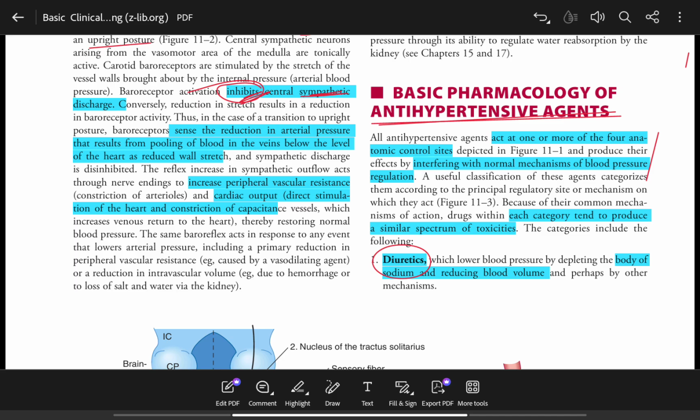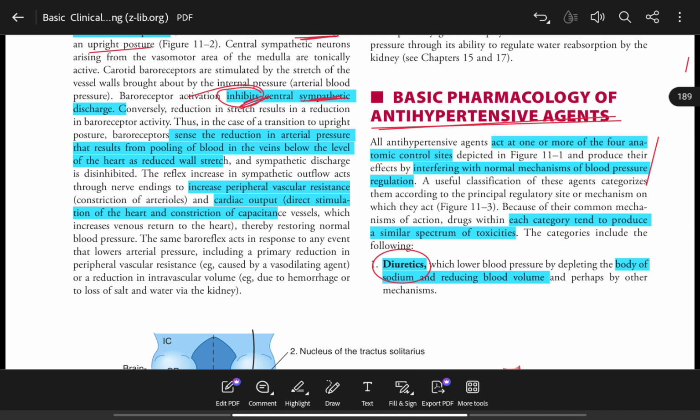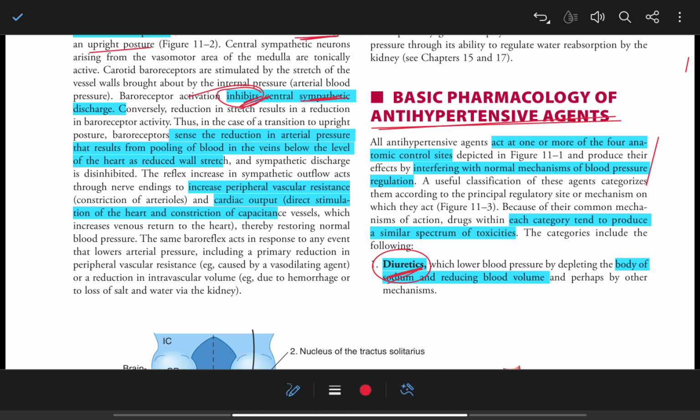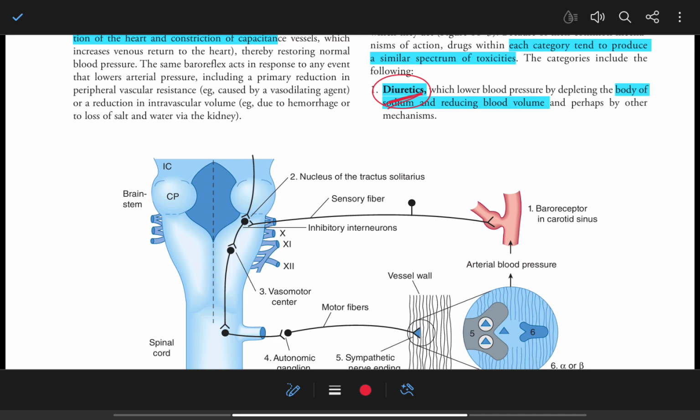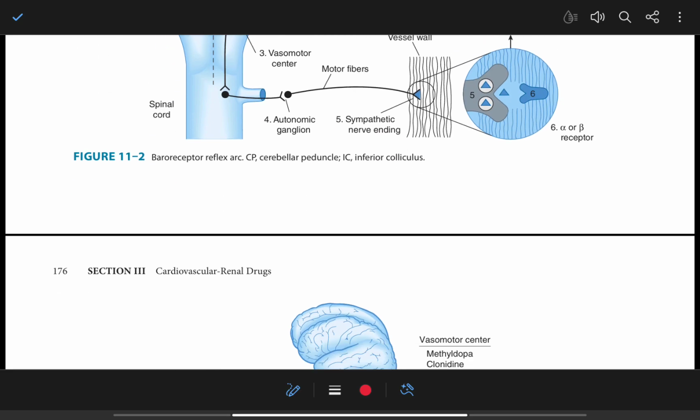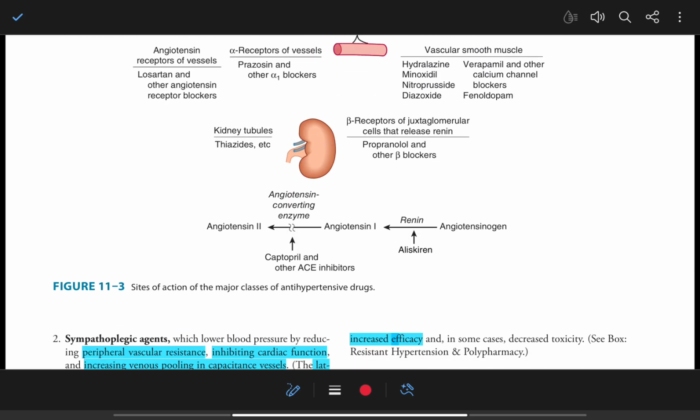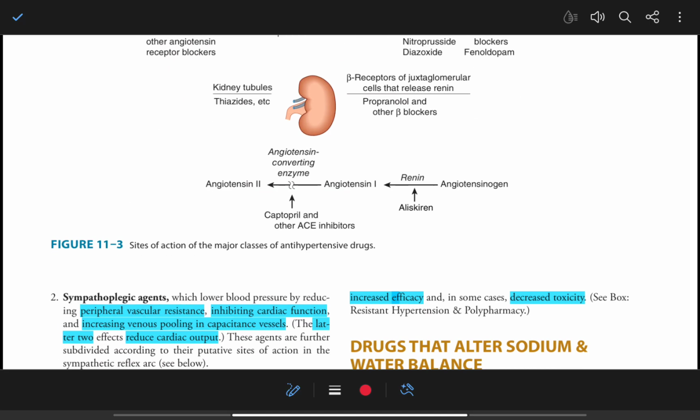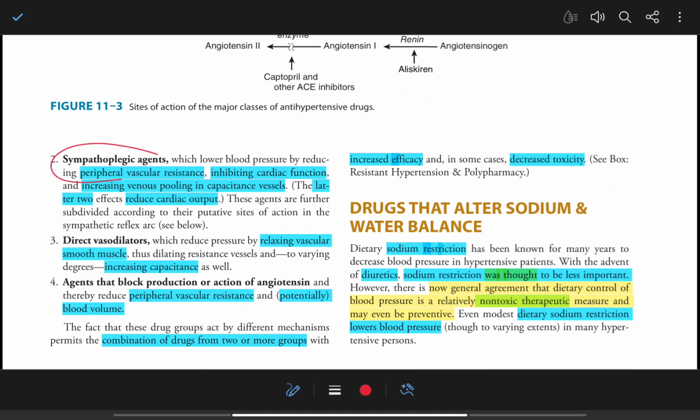Now, there are four main classes of antihypertensive agents. We have sympathoplegic agents, we have direct vasodilators, and we have drugs that act on the renin-angiotensin pathway. Okay, so those are the four classes of antihypertensive agents. All right. Now, this diagram just summarizes everything. So let me just show you first. We have sympathoplegic agents, direct vasodilators, and drugs that act on the angiotensinogen pathway, that is, drugs that act on the RAS pathway.